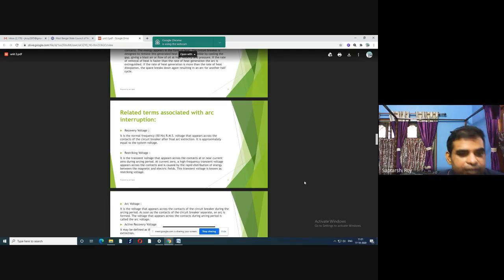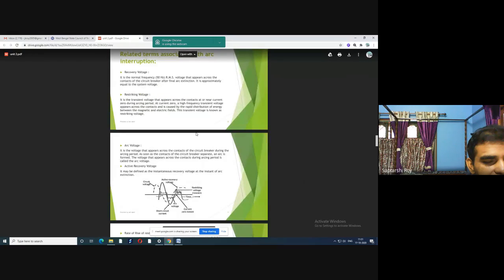At the current zero, a high frequency transient voltage appears across the contact and is caused by the rapid distribution of energy between the magnetic and electric field. This transient voltage is known as restriking voltage.